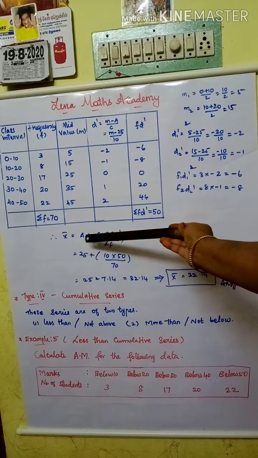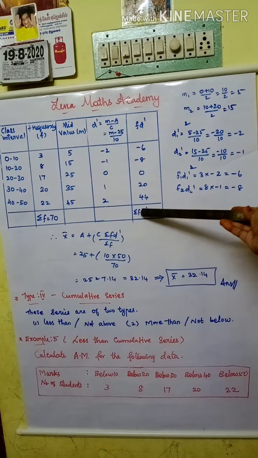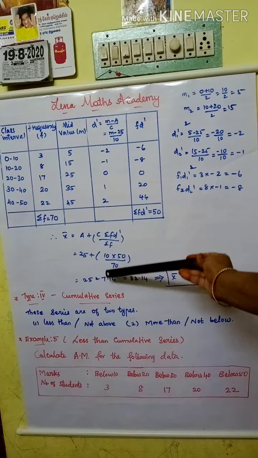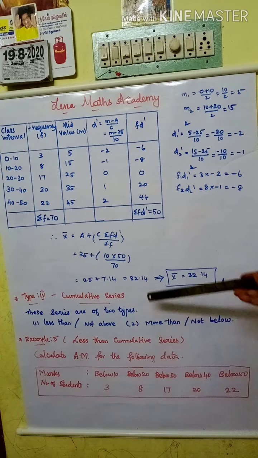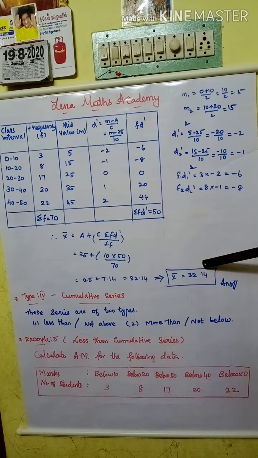So x bar equals a, 25, plus c, 10, times summation f d dash from the table, 50, divided by summation f, 70. After simplifying we get 7.14. Adding the assumed mean value 25, we get 32.14. So arithmetic mean x bar equals 32.14.